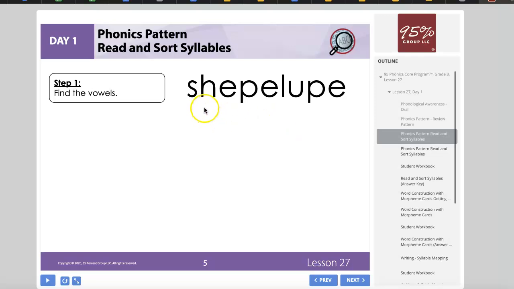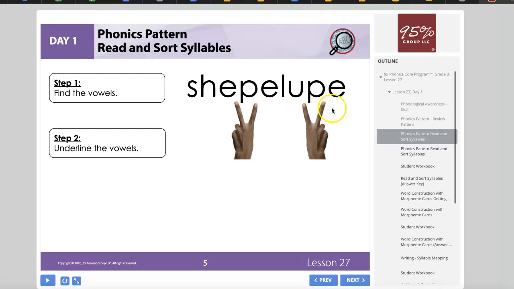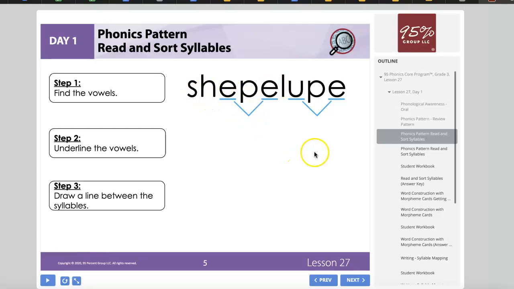All right, everyone say sheep loop. Okay, what are my vowels? E, E, U, E. So my vowels are underlined. Now we see that we have 2 long vowel silent E's. So now what we've got to do is say the word sheep loop. Now clap it, sheep loop. Okay, so we're going to draw a line right down the middle.